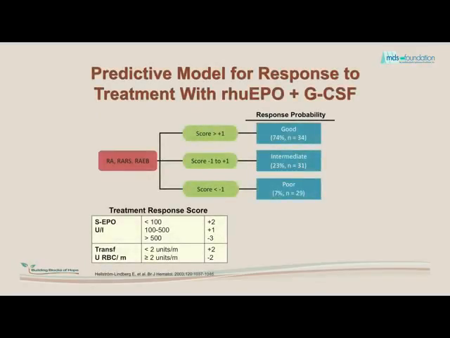The Nordic MDS group developed a predictive model to identify those patients who are most likely to benefit from treatment with an ESA. This includes a lower serum erythropoietin level and a lower need for red cell transfusions. Specifically, less than 2 units of red blood cells per month. In the absence of a heavy transfusion need and with a serum erythropoietin level less than 100, the probability of response to an ESA, either alone or in combination with Neupogen, is estimated around 70 to 75%, whereas in the absence of either of these variables, the response rate is poor and is less than 10%.